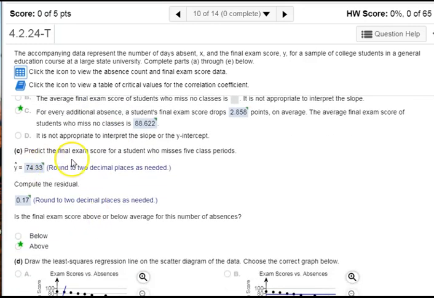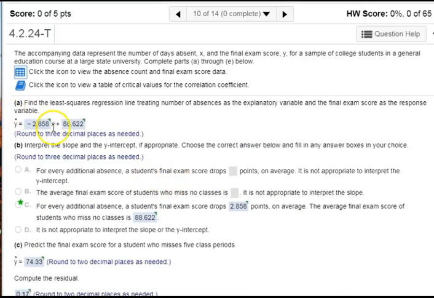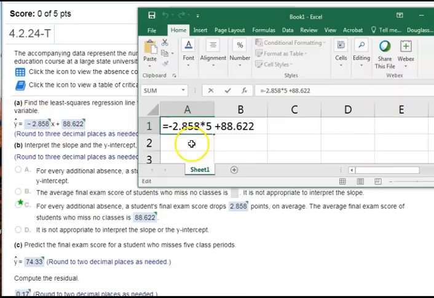So now predict the final exam score for a student who misses 5 class periods. I'm going to plug in a 5 for x, doing that in a calculator or Excel. So for 5 days absent, we predict a student's final exam score to be 74.33.